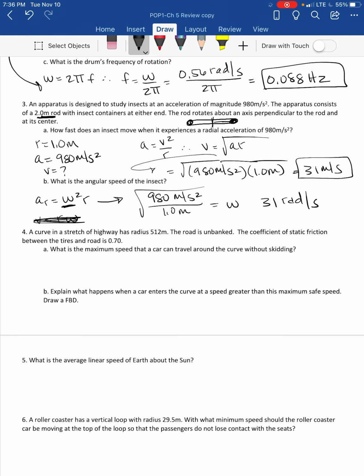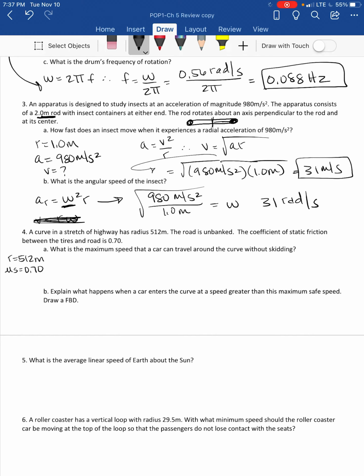Okay. And probably can do one more on this video. So this one, a curve in a stretch of highway has radius 512 meters. The road is unbanked. The coefficient of static friction between the tires and the road is 0.7. What is the maximum speed that a car can travel around the curve without skidding? All right, so let's write some stuff down first. We've got a radius of 512 meters. We've got a static coefficient of 0.7.